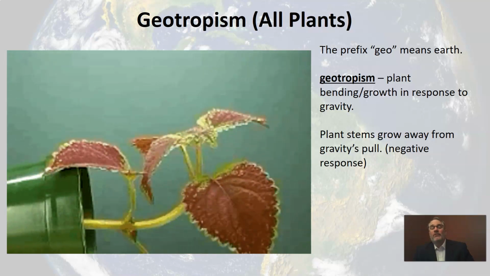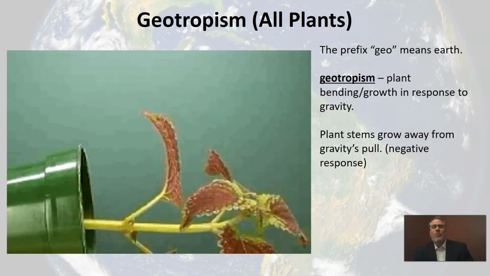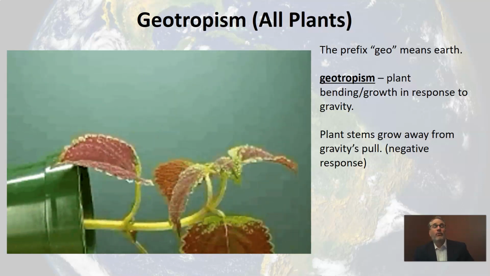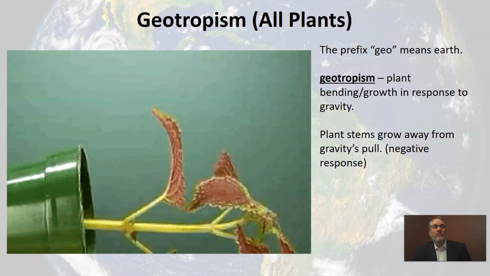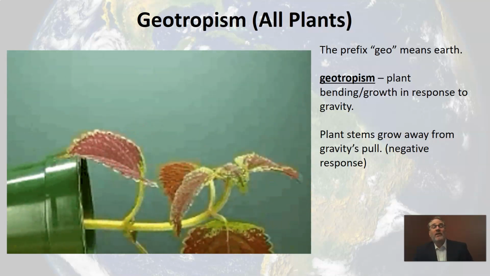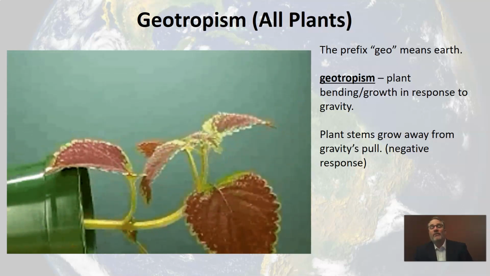Plant stems, as we can see here in this animated GIF, tend to grow away from gravity. That is a negative response. If they're growing, gravity always pulls things down, so if they grow away from gravity, that's going to help them get more leaves into the sunlight. Once again, this is about collecting sunlight for photosynthesis.